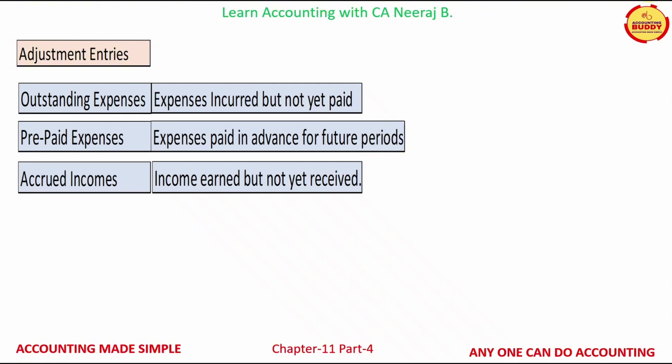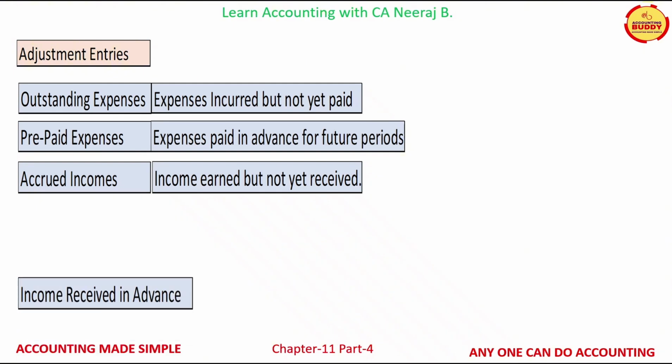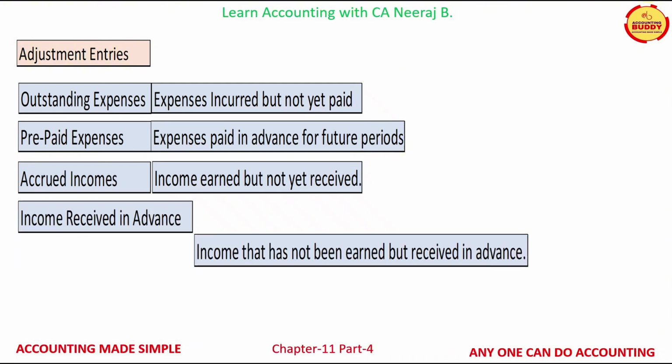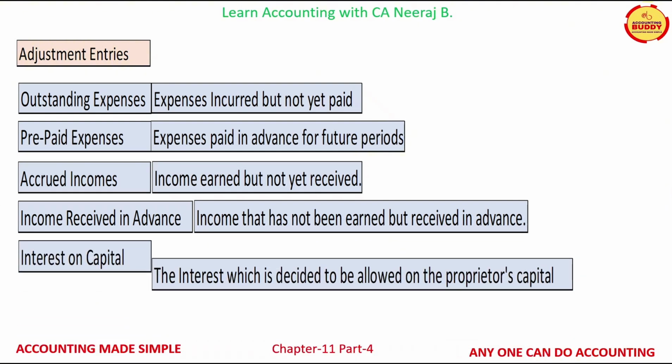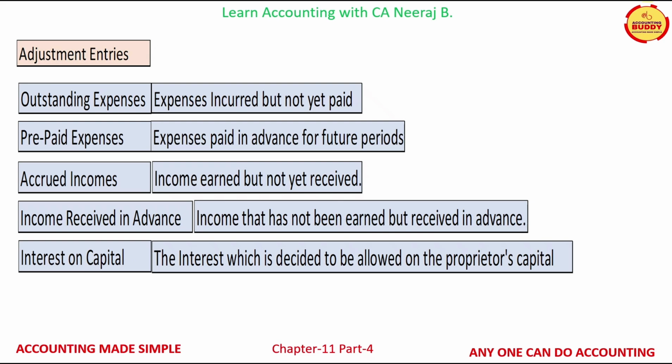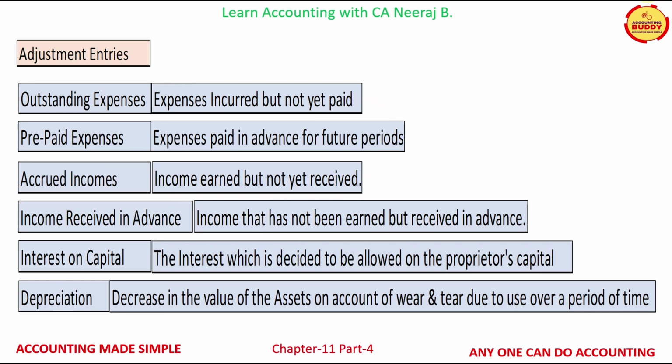Another adjustment entries are related to the income received in advance. This includes the income that has not been earned but is received in advance. Another adjustment type of entry is related to interest on capital. The interest which is decided to be allowed on the proprietor's capital is also passed by an adjustment entry. Depreciation entries passed due to the wear and tear in the value of the fixed assets is also passed through the adjustment entries.